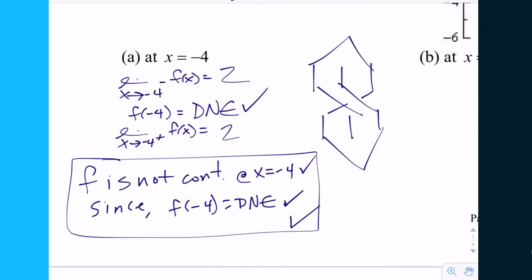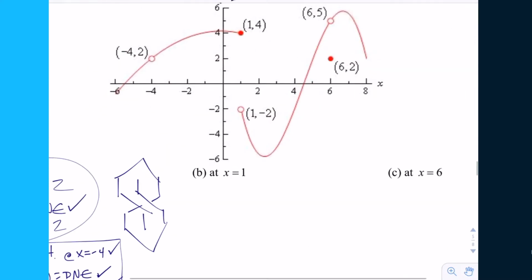When do you have to find all three of those for sure? Only if it's continuous. So you keep finding them, and as soon as one of them doesn't exist, it's game over. As soon as two of them don't equal each other, it's game over. But if all three of them exist and they're all equal to each other, you keep going. All right, we've got to step up the speed here a little bit.